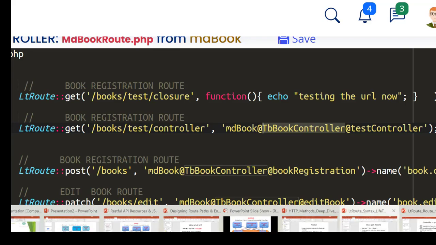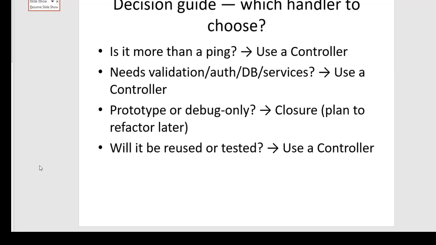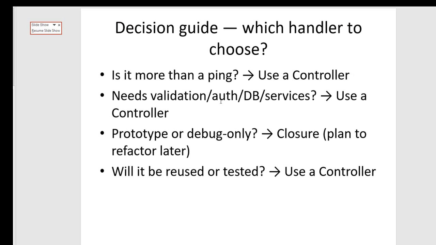So let's make a decision for this. The decision now is, look at this. If it is more than ping, you're going to use a controller. If you are going to do validation, you're going to use a controller. But if you are doing a prototype, you're going to use a closure function. If you want it to be reused or tested, then you're going to use a controller method.